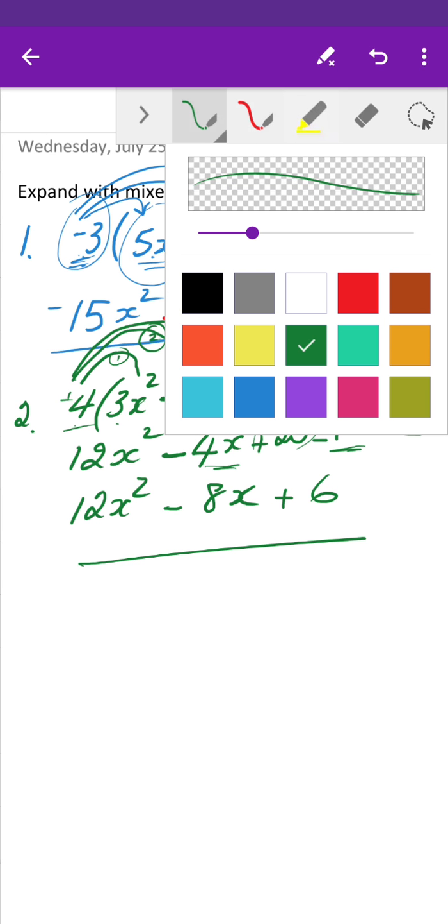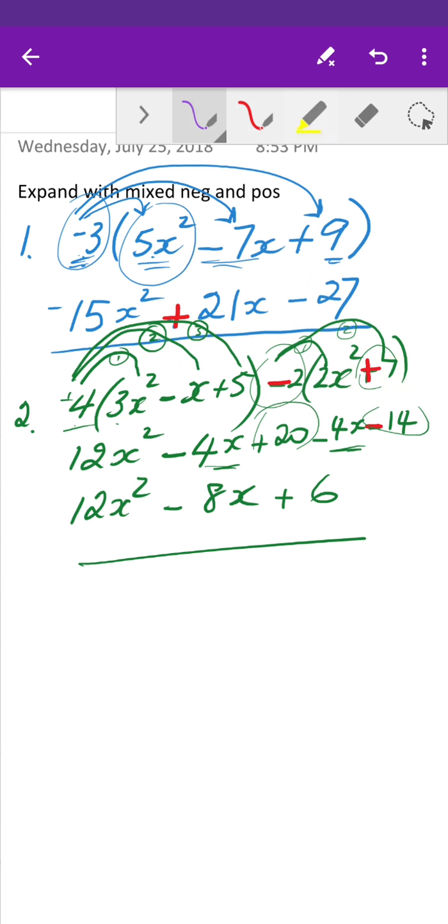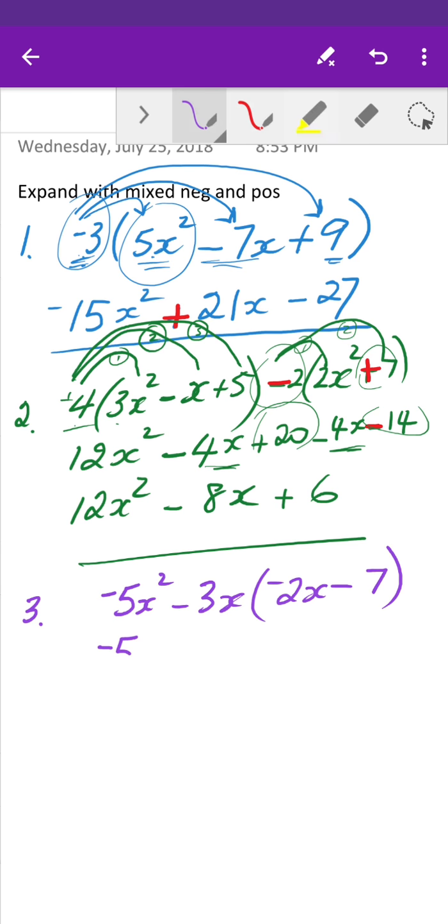Let's wrap it up with one more, and let's just do some negative 5x squared minus 3x, negative 2x minus 7. Okay, this looks like action-packed when there's only negatives, but let's go ahead and do this. We've got negative 5x squared, and that's not multiplied with anything. But this negative 3x is multiplied by negative 2x, and it's multiplied by negative 7. So a negative times a negative is a positive 6x squared.